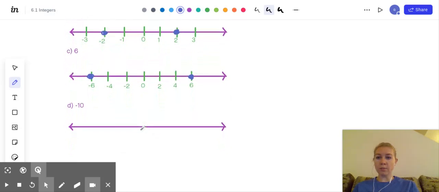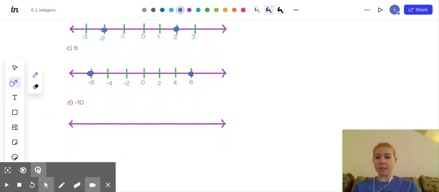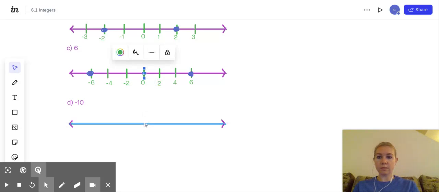Okay, one more example here. Negative 10. Let's add our 0. And I'm going to add my tallies right away, and then let's decide what we should count by. What could we count by so we don't have 10 tallies, because that's a lot? Well, 10 is even, right? So we could count by 2s again, but that would still be quite a bit. We could count by 5s. Let's do that.